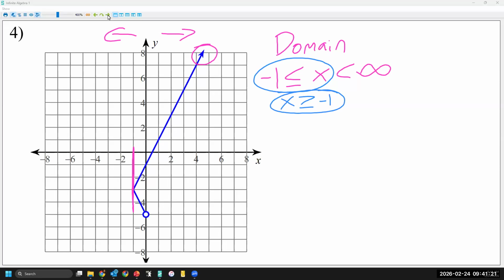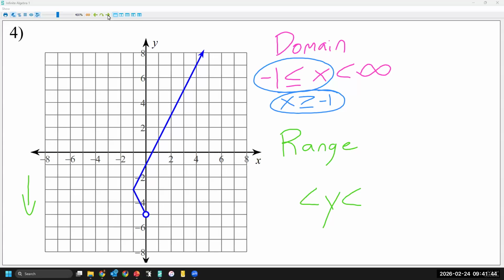There's my domain. Let's look at range. I'm going to put my y value in the middle. I'm going to go ahead and put my signs there. It might have an equal to there. We'll see. All right, so range says how far down, how far up. Started with down. Well, the lowest point is right there. What y value are we at? Well, we're sitting at a y value of -5. And it's an open point, so not equal to.